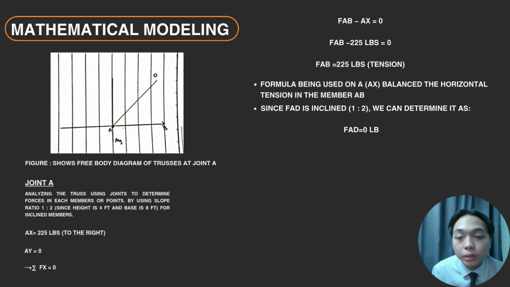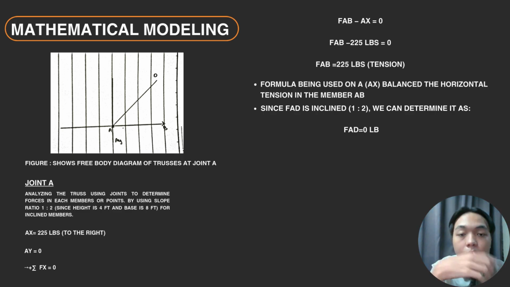Given that Ax would be 225 pounds to the right side, so it's going to be positive. But in the equation itself, we're going to use FAB minus Ax equal to 0, so FAB minus 225 pounds equal to 0. You just point it to the right side, and then you will get 225 pounds for FAB, which would be tension. The formula being used on Ax balances the horizontal tension in member AB.